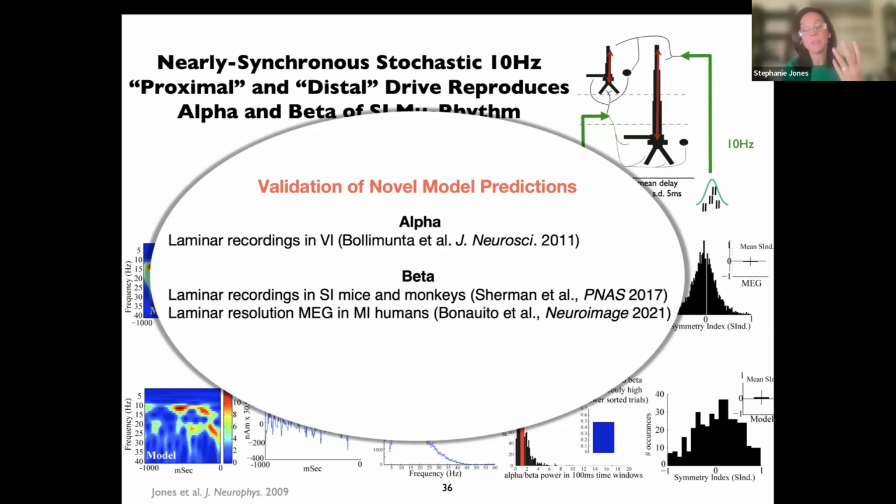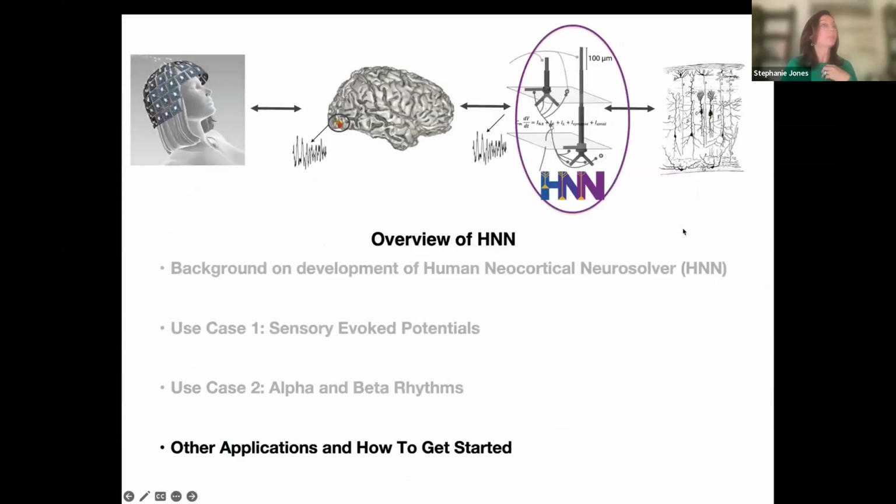Again, this is a hypothesis development and testing tool. You come up with a prediction, you want to validate it. Laminar recordings are really essential for validation because we're integrating information across the cortical layers. And so ultimately to test these, we want information across the cortical layers.